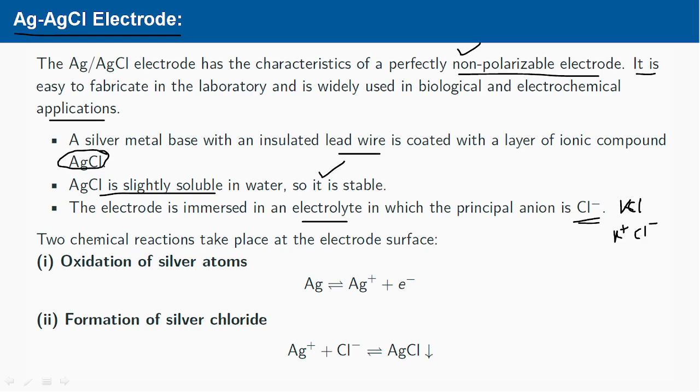Two reactions are occurring at the electrode surface. What are they? The first one is oxidation of the silver atom. We know that Ag, in the metal base that we use, becomes Ag plus and one electron is released. Similarly, this Ag plus will combine with the Cl minus present surrounding it, and it will create the AgCl base.